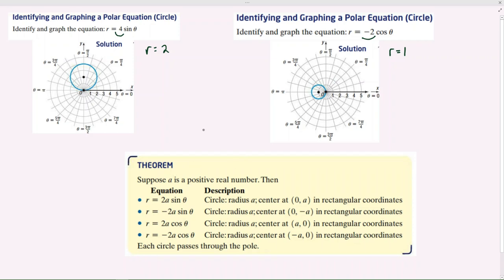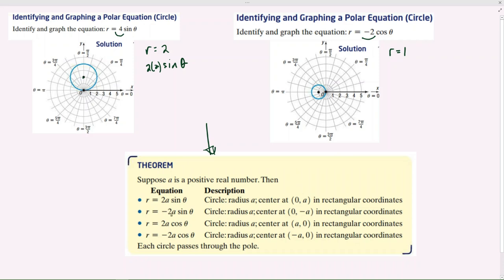And we've got a theorem here that can help us describe circles in any of these forms. So if I've just got this scenario here where r equals, if I can make this be 2a, that's like 2 times 2 for the 4 sine of theta. So we've got a radius of a, whatever's half of this coefficient of the sine, and it's going to be centered at 0, a. So in this case, this would be your 0, a.